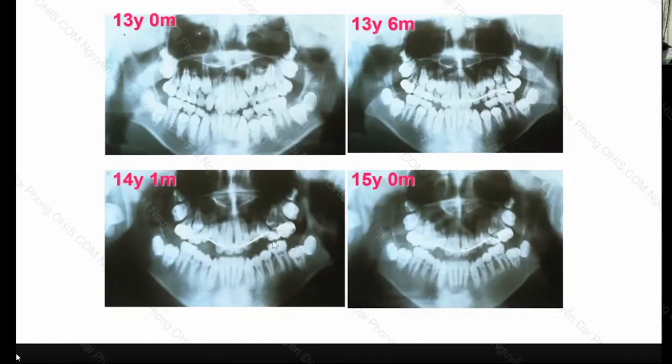This is, I think, a pathological eruption. Then finally, the reversed curve of Spee here. Then also the upper molar, also too much eruption. I measure, so, okay, the cephalometric observation.